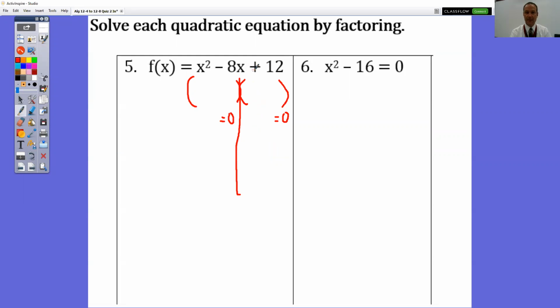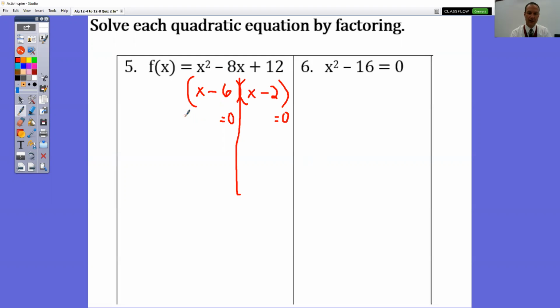Remember that anytime that you have a positive C value here, but a negative B value, it has to be a minus and a minus because a negative times a negative is a positive, but a negative plus a negative gives you a negative. So we're going to have X and X, and then what times what is 12 that adds up to -8? It is -6 and -2.